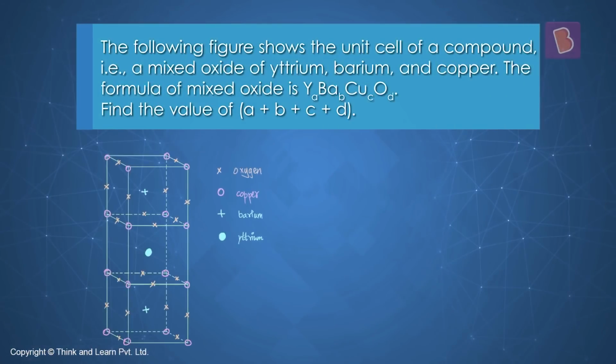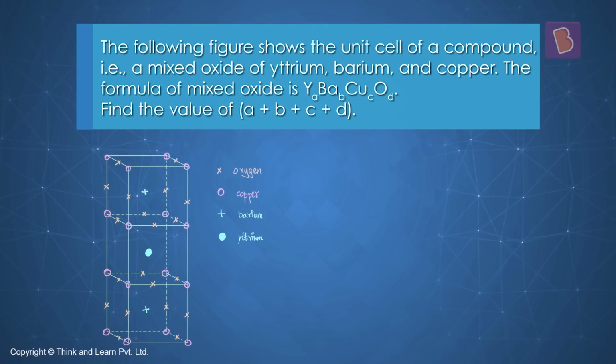Okay, this is a question where we are expected to give a numerical answer. Here's a beautiful cell in front of you, a lot of colors. I'm going to go through what's in the question. You have yttrium, barium, copper, and oxygen. They are marked. The solid blue thing is the yttrium, the plus sign is barium, copper is the pink circle, and oxygen is the X. This is the whole unit cell.